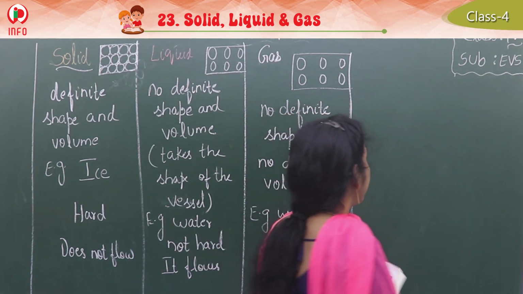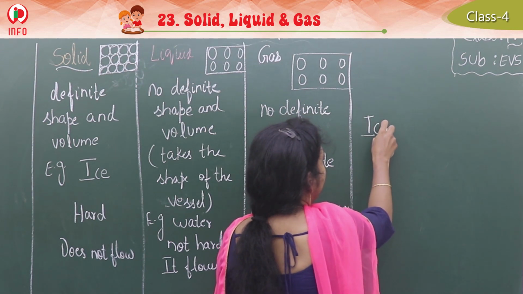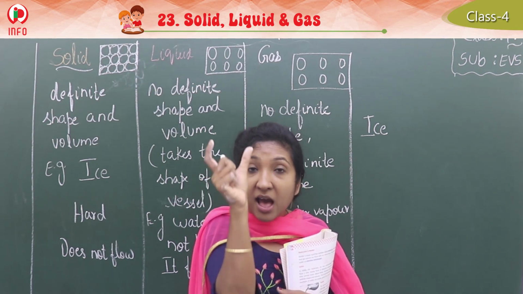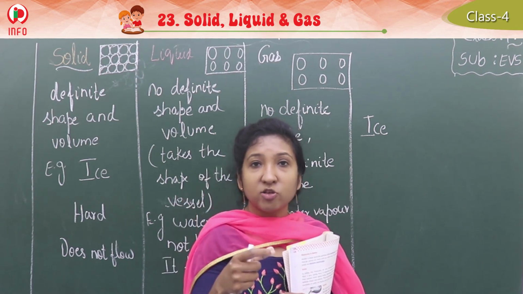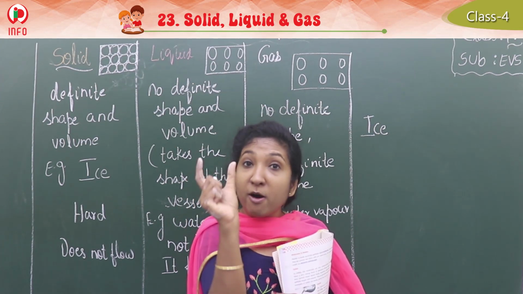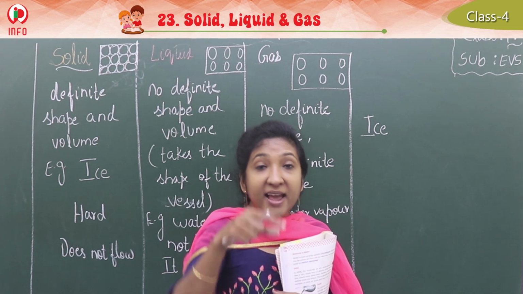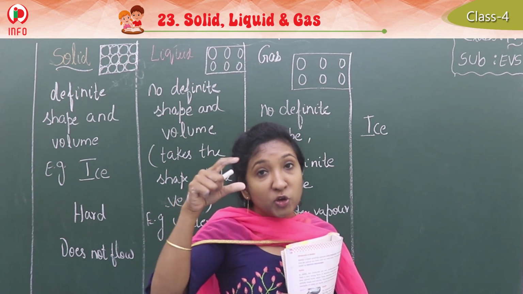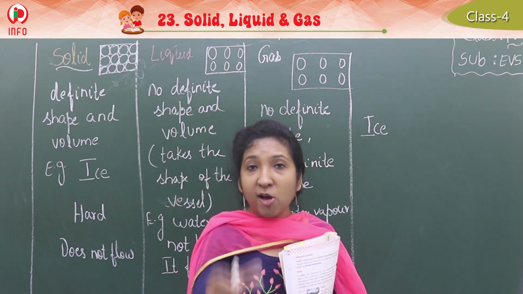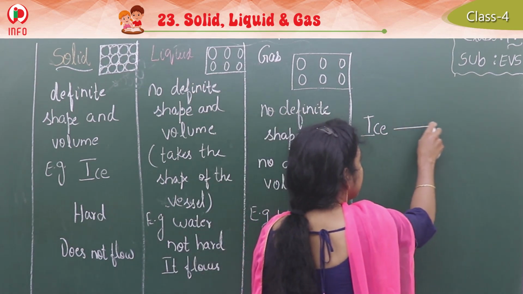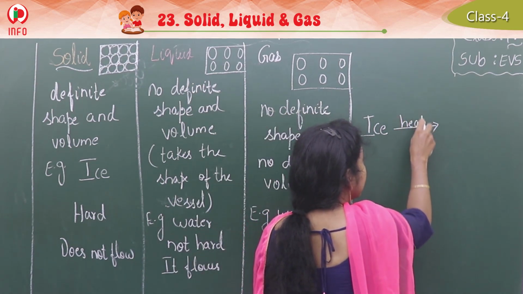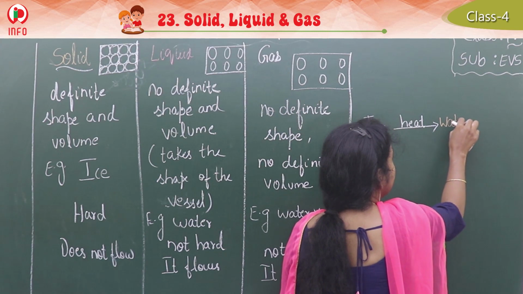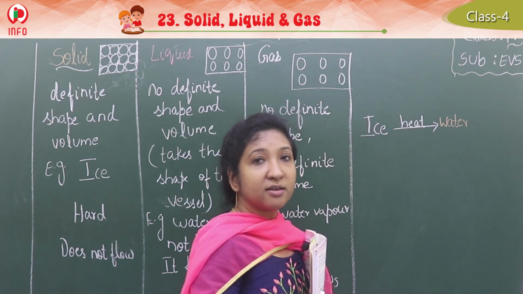Yes, I will tell you an example. Ice is a solid. You have seen solid ice from the freezer. If we take ice, you can see, isn't it? It's solid actually. It has a definite shape and volume. A cube of ice, the shape of a cube, isn't it? In the ice tray, what is that shape? Yes, square or cube, we say. So ice is a solid. When we heat it, what happens? When we heat it, it changes into water.